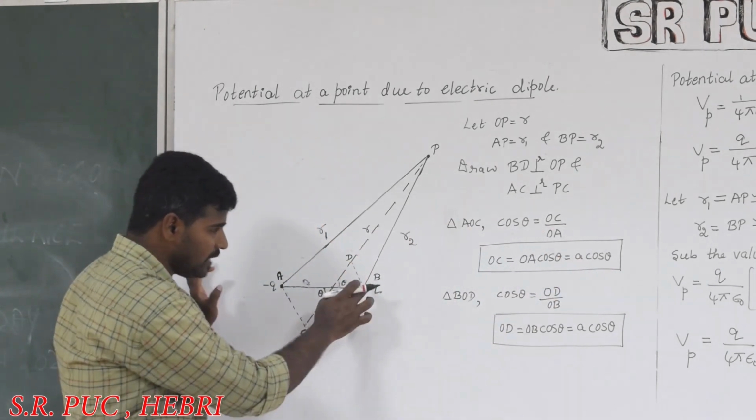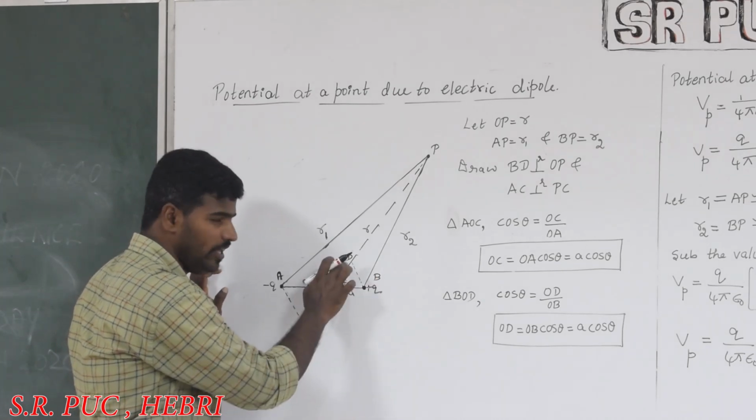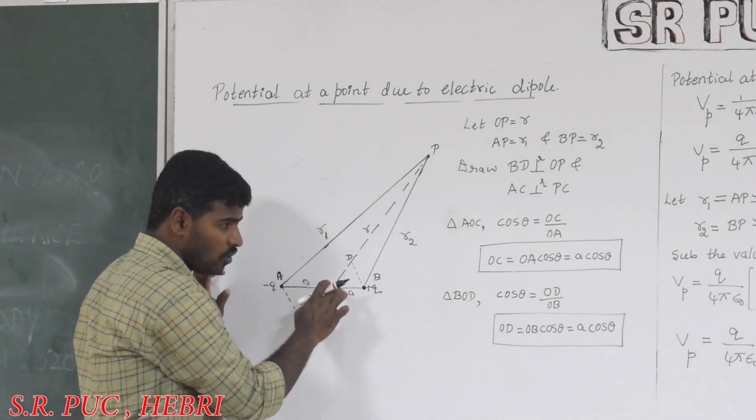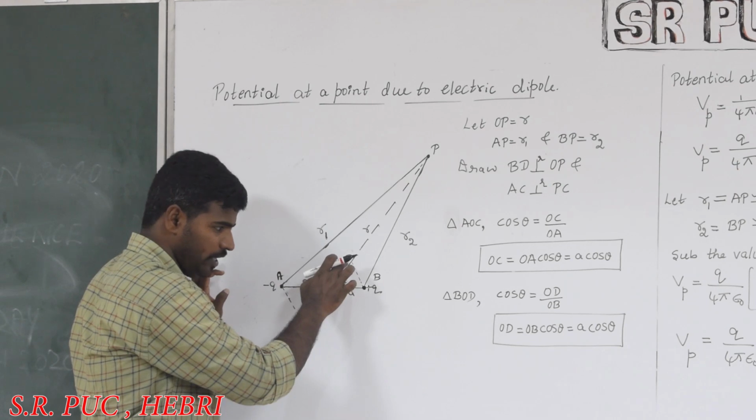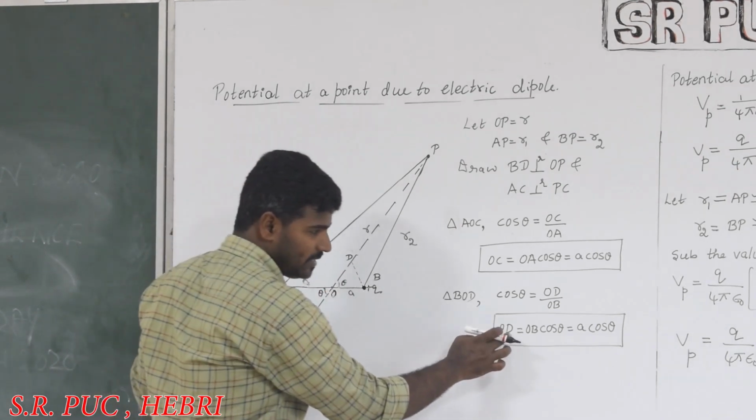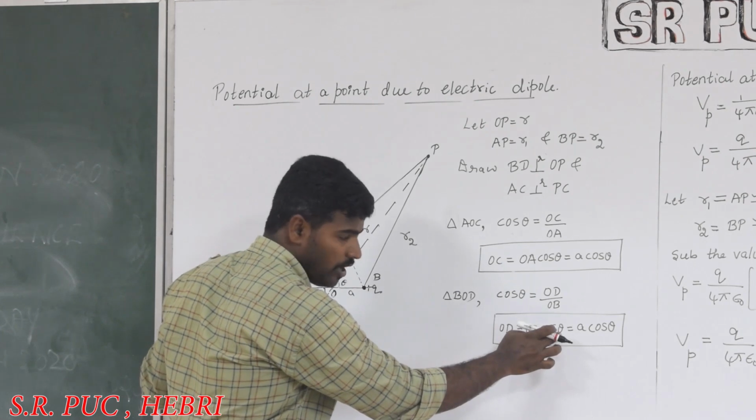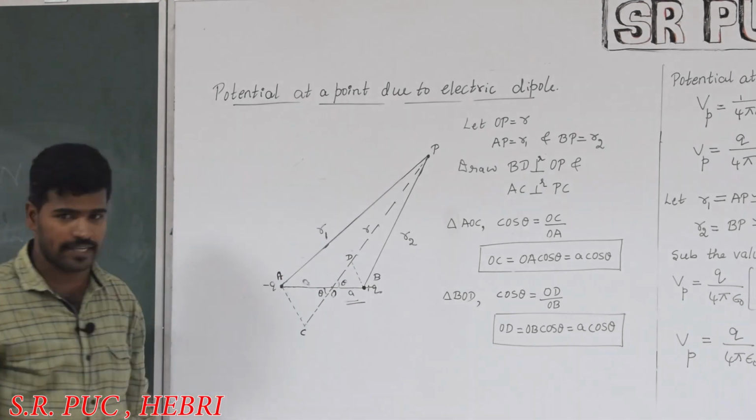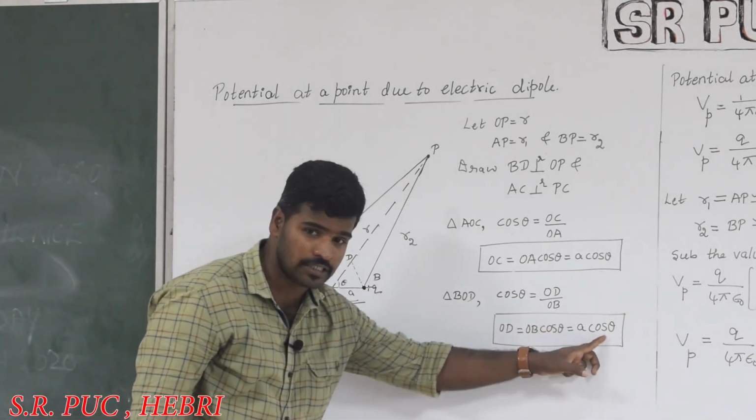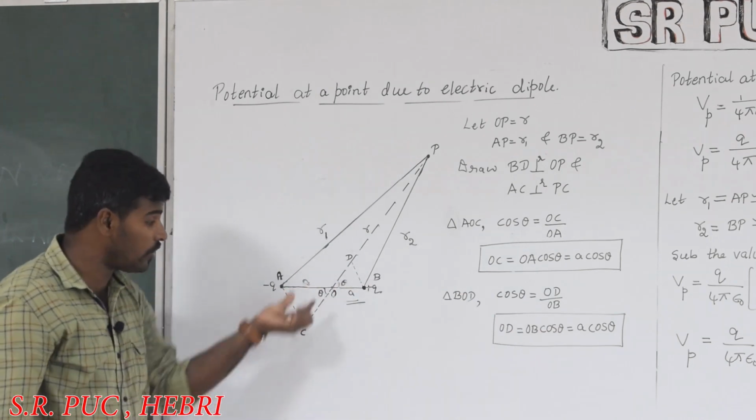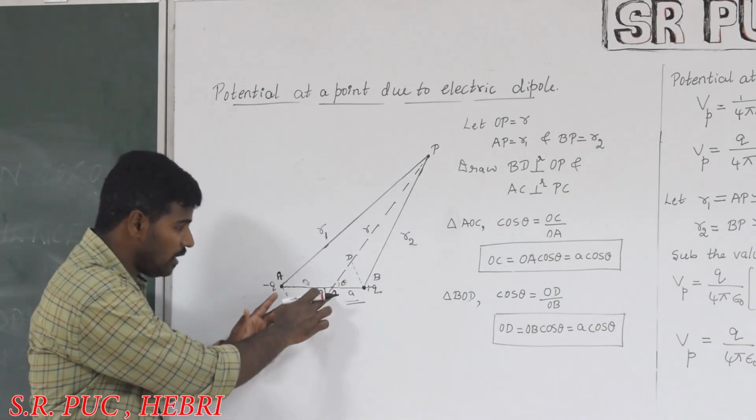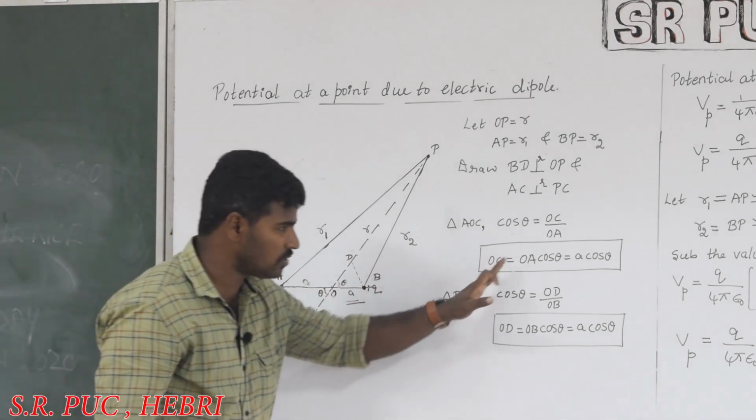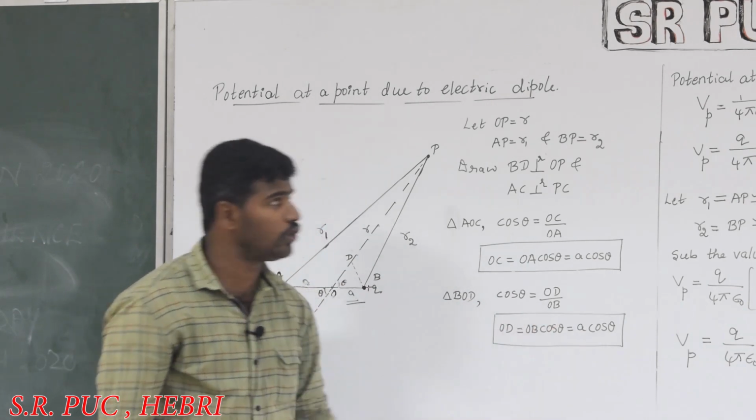The one more triangle is BOD. From the similar triangle BOD, again cos theta is equal to OD divided by OB. Therefore, OD is equal to OB cos theta. The distance from O to B is expressed by a. Therefore, OD is also equal to a cos theta, since the triangle AOC and the triangle BOD are congruent triangles. Therefore, OC is equal to a cos theta and OD is also equal to a cos theta.